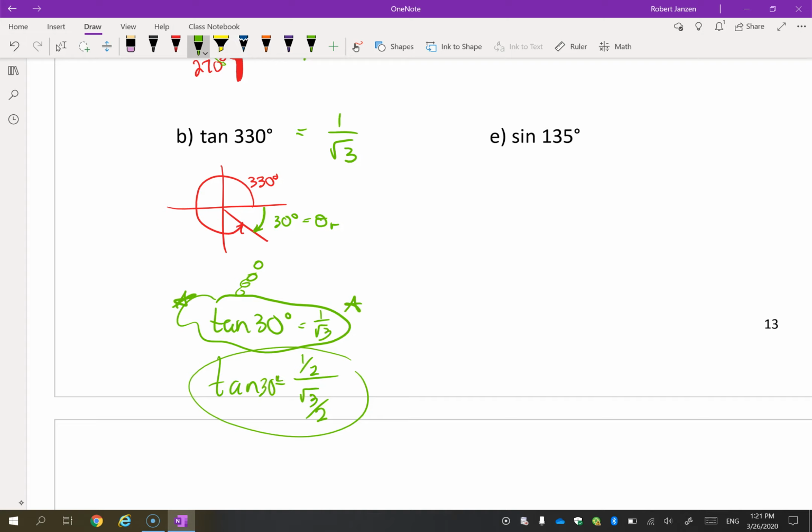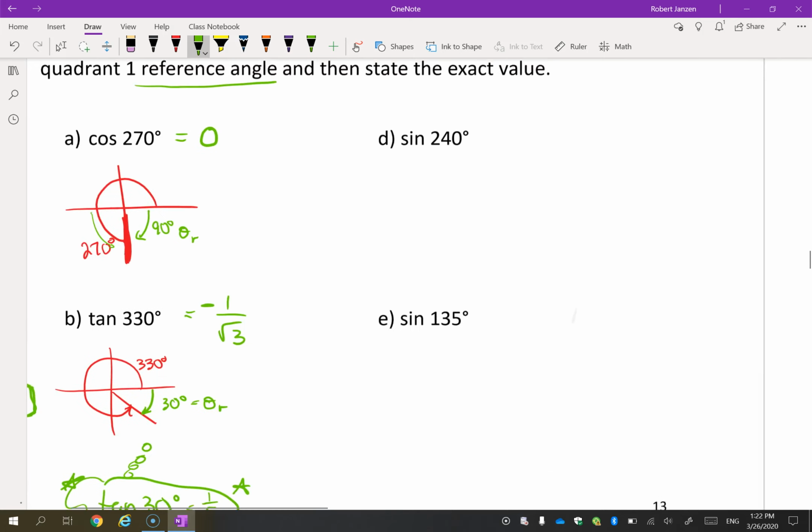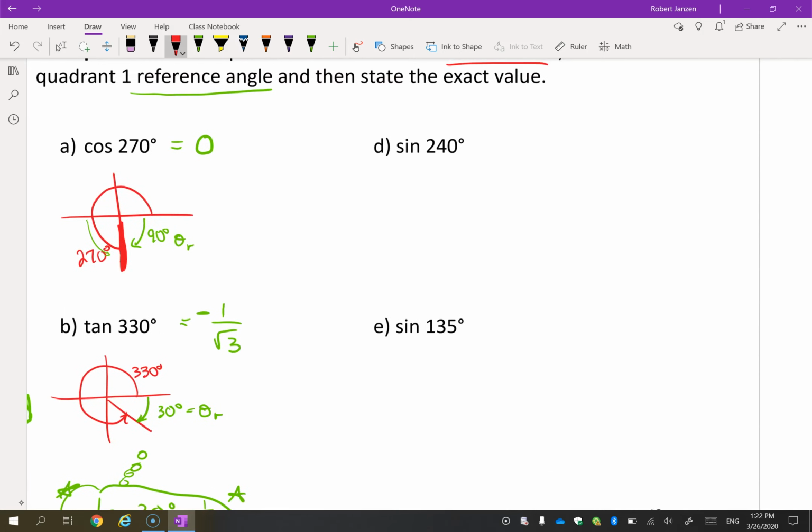Now, is that my answer? All good, except I quickly go and check this picture and remember that the only thing that's positive down here is cosine, so this must be negative. Okay? Let's try another one.